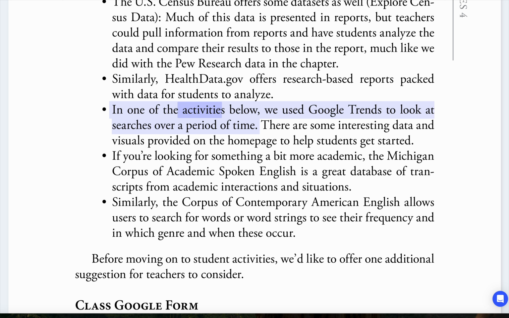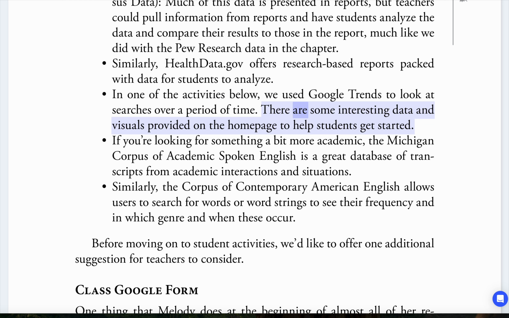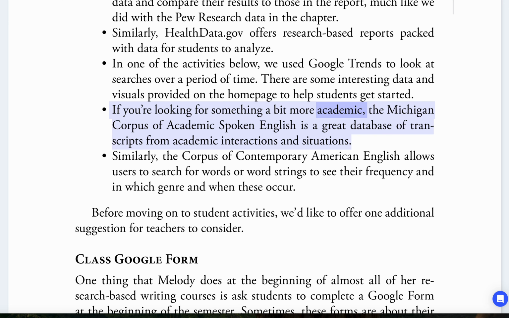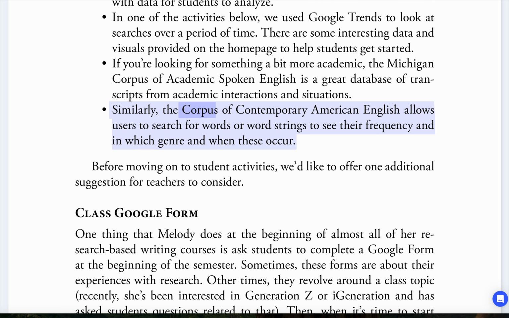In one of the activities below, we use Google Trends to look at searches over a period of time. There are some interesting data and visuals provided on the homepage to help students get started. If you're looking for something a bit more academic, the Michigan Corpus of Academic Spoken English is a great database of transcripts from academic interactions and situations. Similarly, the Corpus of Contemporary American English allows users to search for words or word strings to see their frequency and in what genre and when these occur.